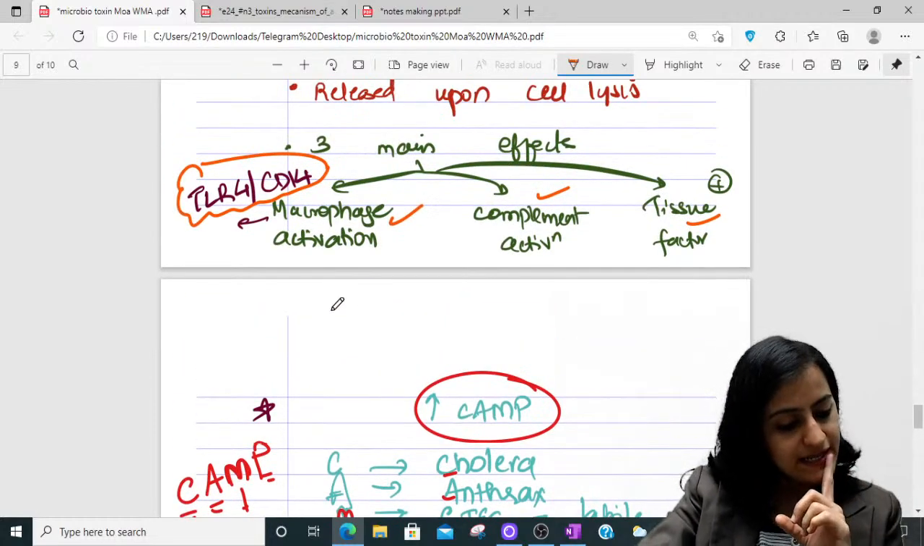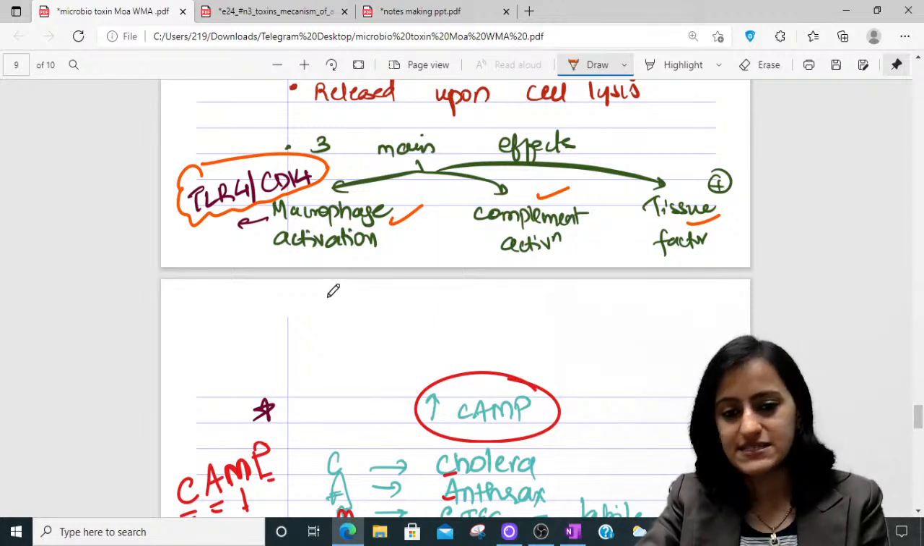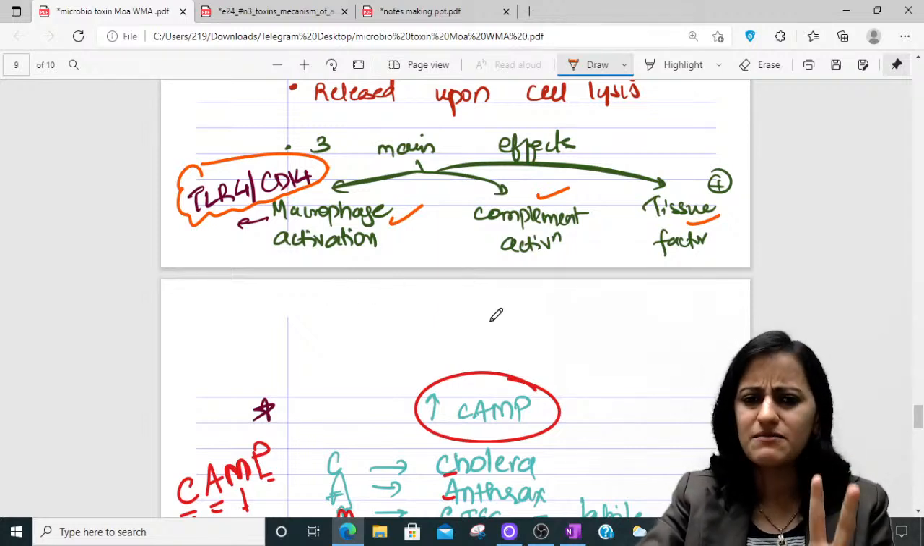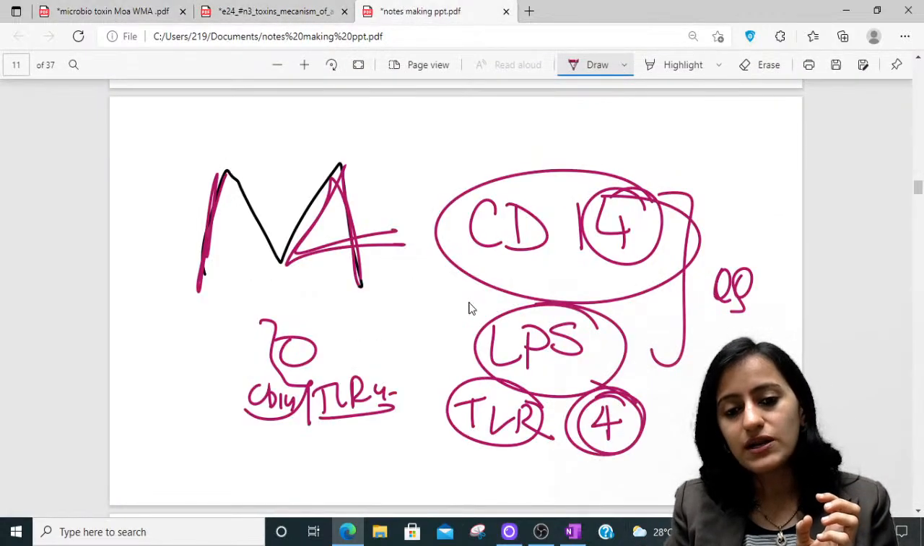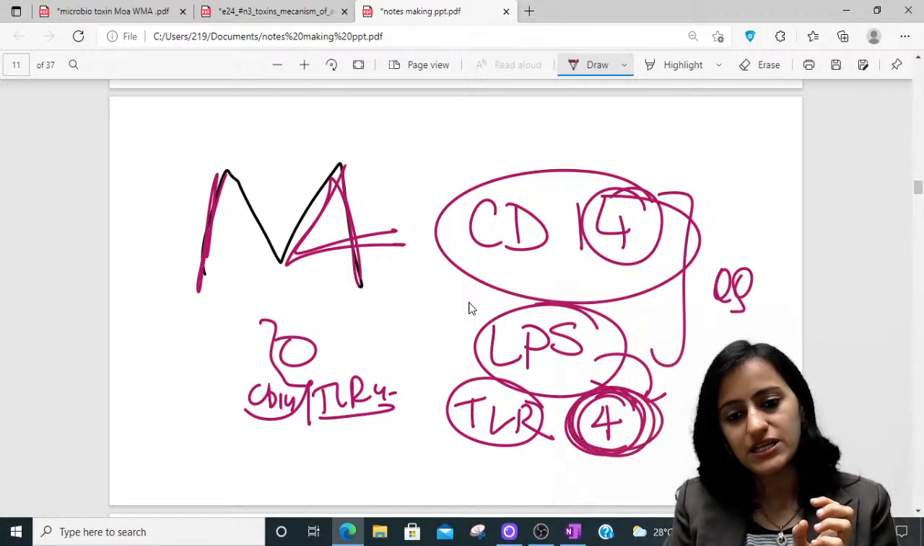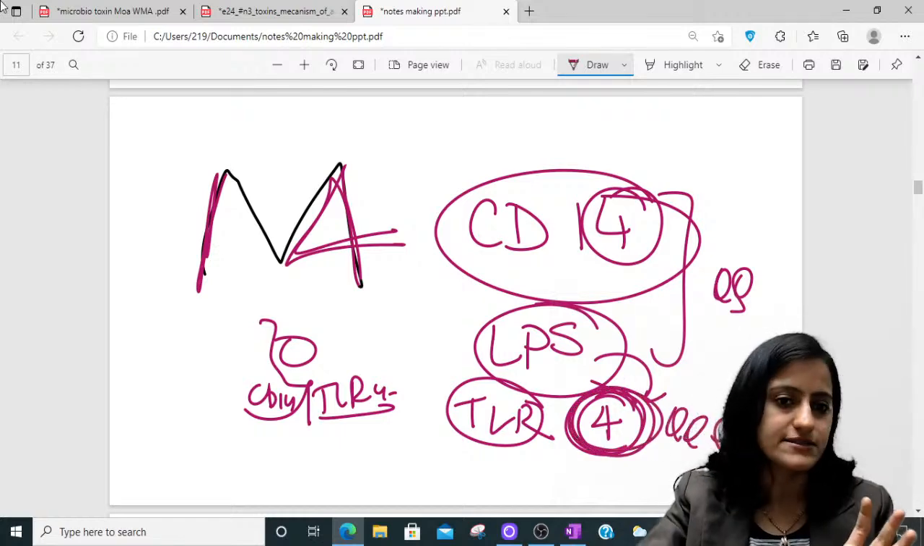Okay, is this clear with everyone? Yes, so macrophage is CD14 and TLR4. Very, very important. The previous NEET PG has a question on this, which is the toll-like receptor for LPS. It is your TLR4. Very, very frequently asked.